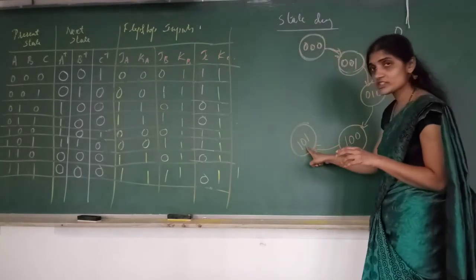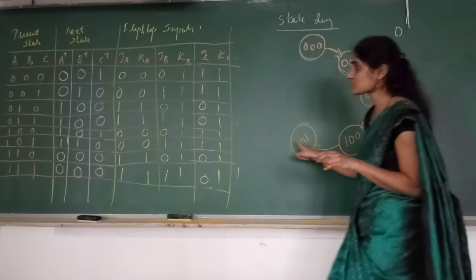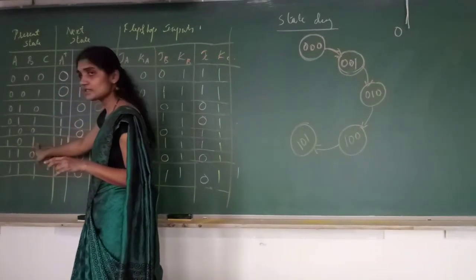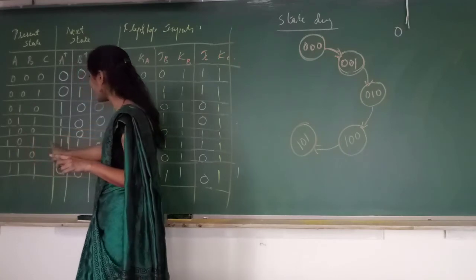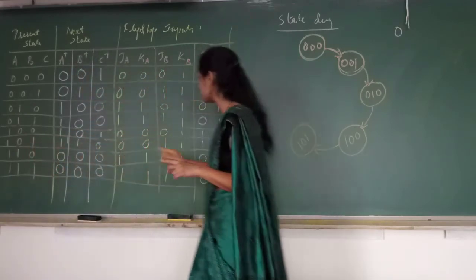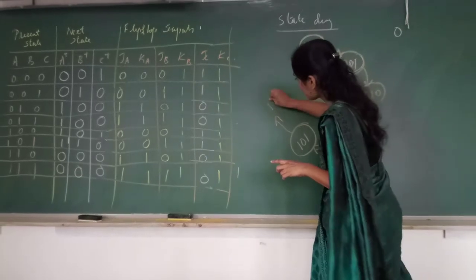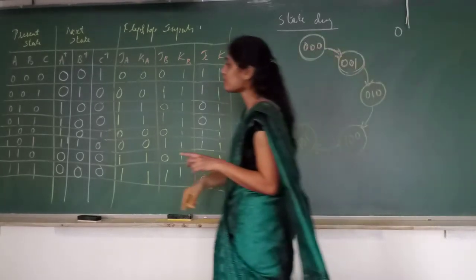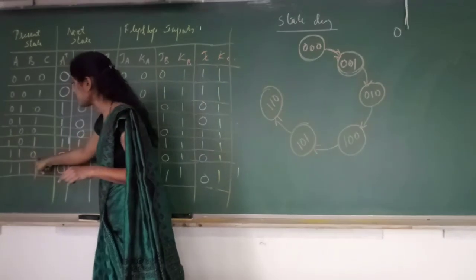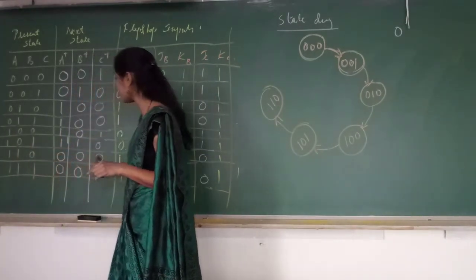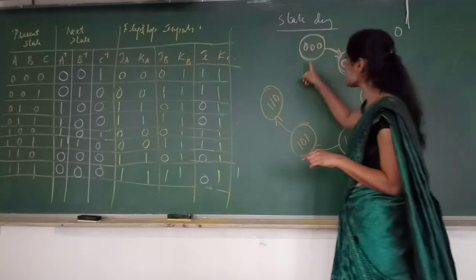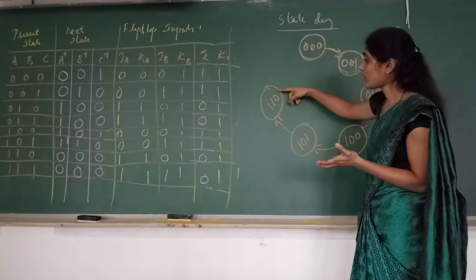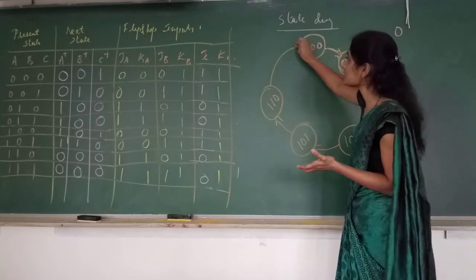Now the counter is in which state? 1 0 1. This is the present state. Search for 1 0 1. Where is 1 0 1? Here is 1 0 1. If it is in 1 0 1, what is the next state? 1 1 0. So next state is 1 1 0. Now present state is 1 1 0. So here we have 1 1 0. What is the next state? 0 0 0. The 0 0 0 state is already there. Will you write it again? No. After 1 1 0, next state is 0.